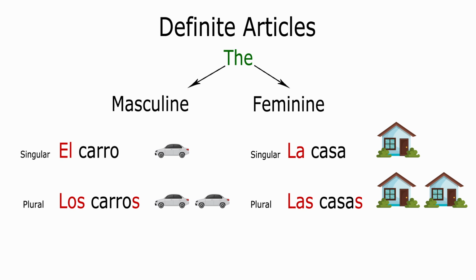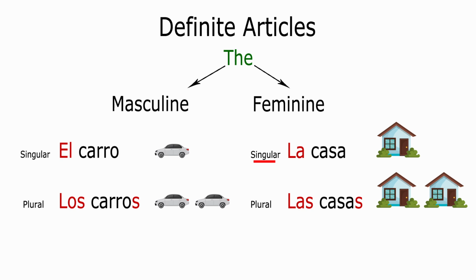Now take a look at the diagram. At the top, we have the English word the. It splits into two sides. On the left, we have masculine nouns. For masculine singular nouns, we use el. For masculine plural nouns, we use los. For example, el carro, the car. Los carros, the cars.